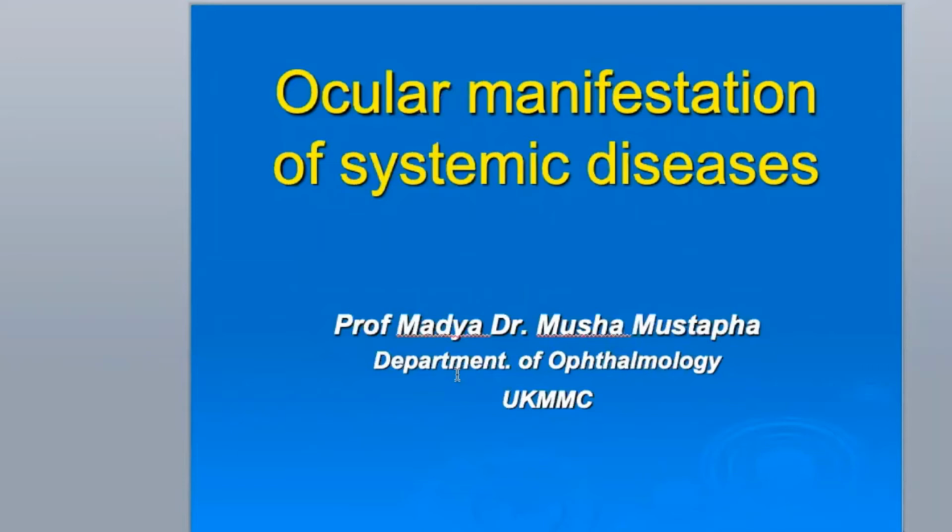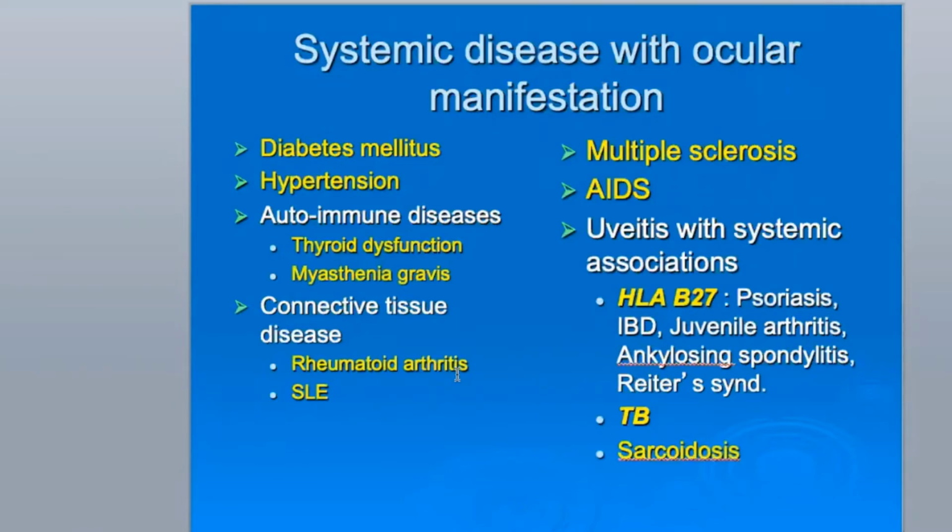Now, we are going to talk about the ocular manifestation of systemic diseases. What it means is that you have an underlying medical problem, but then you can see some symptoms and signs in the eye. There are a lot of systemic diseases that can manifest in the eye, but the one you have to concentrate on, at least at your level, is diabetes mellitus.